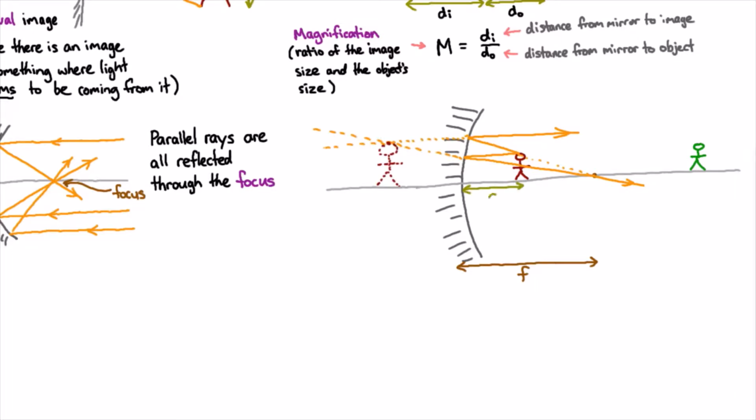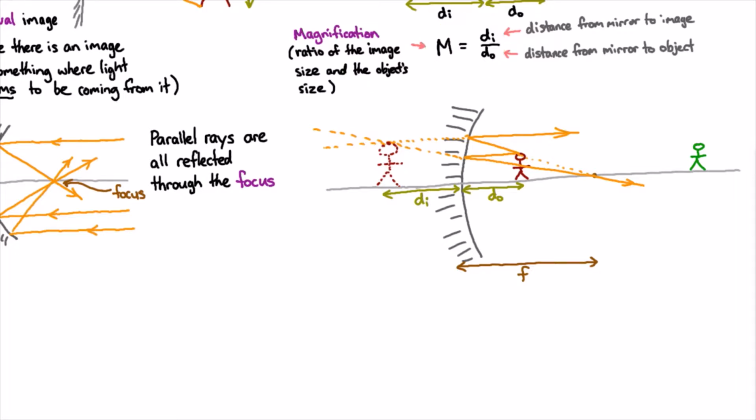If that is the distance from our mirror to our object, and this is the distance to our image, then it's really just a matter of geometry to link these three distances and figure out exactly how far away the image should be if you know the distance of the object and the focal length. And if you know those two distances, then you also know the magnification just from there.